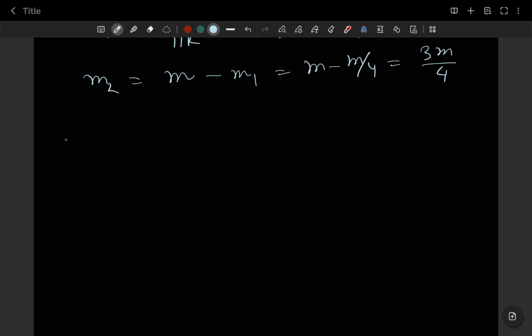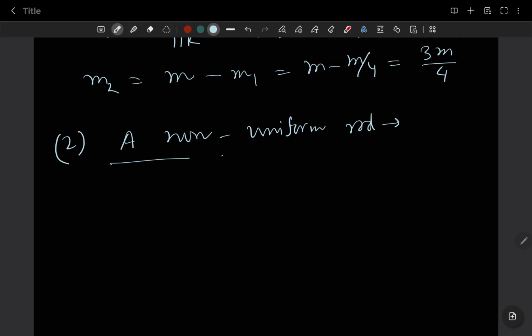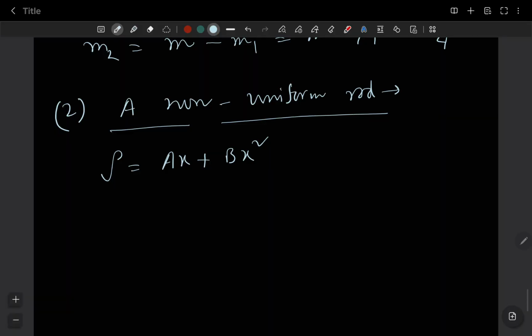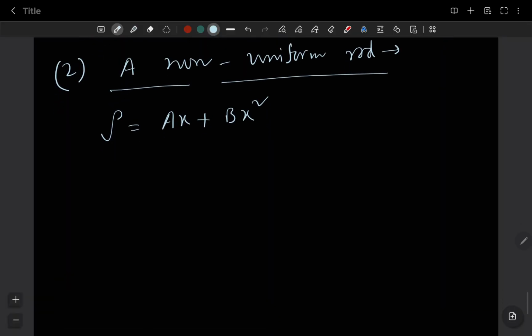Number 2, the center of mass of a non-uniform rod. Suppose the density of the rod varies as ax plus bx square. What will be the center of mass?